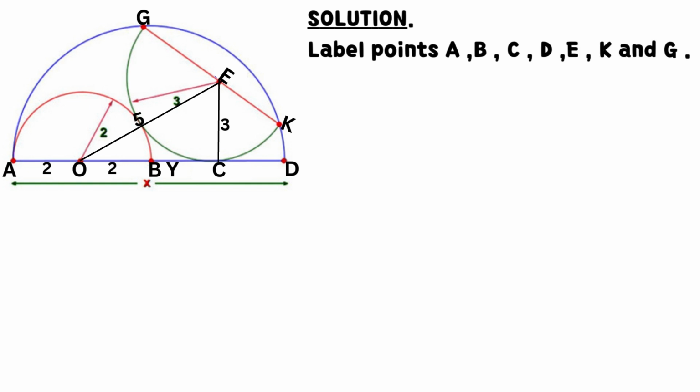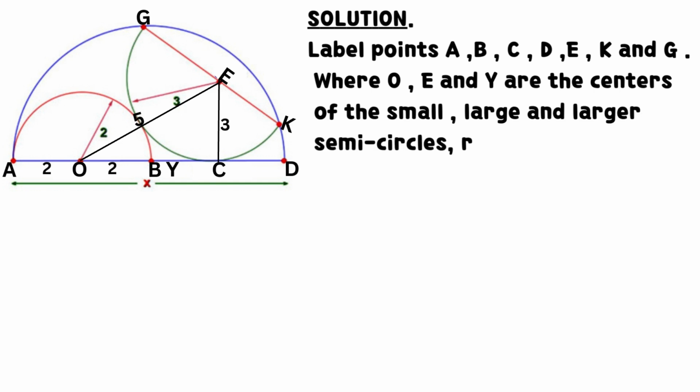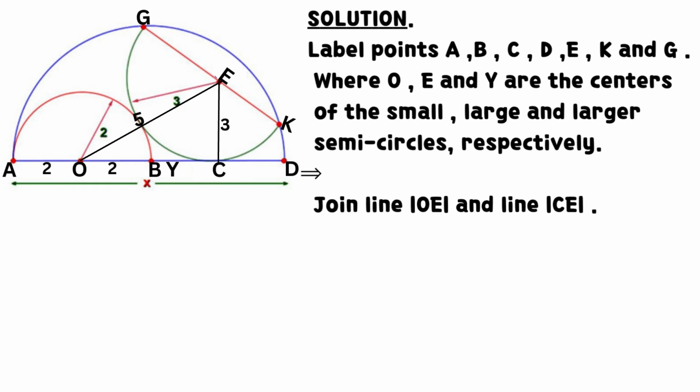Solution. Label points A, B, C, D, E, K and G, where O, E, and Y are the centers of the small, large and larger semicircles, respectively. Join line OE and line CE.